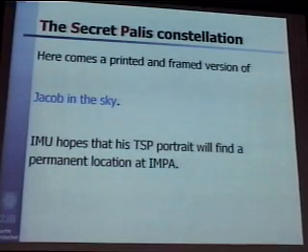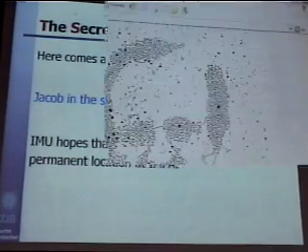So we have a real picture while this is finishing down there. Oh yeah, good idea.